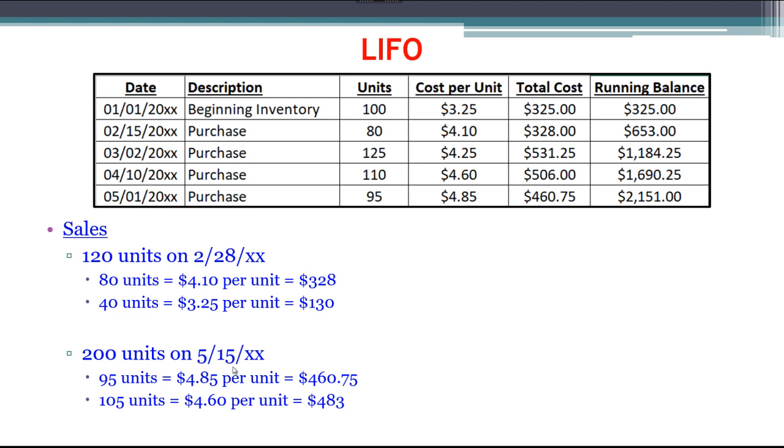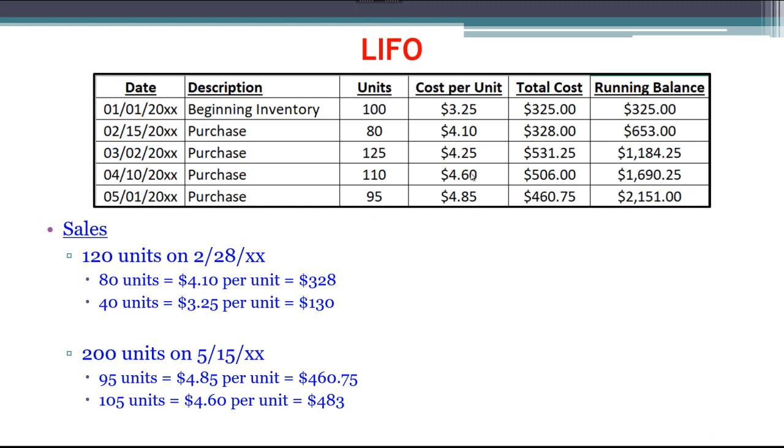Fast forward a few months, and now we need to sell 200 units. But now we have a new last layer. We have more available to us. Even though we dug into this first layer, we're now skipping forward and using the new last layer: 95 units at $485 and our remaining 105 units that we need at $460.